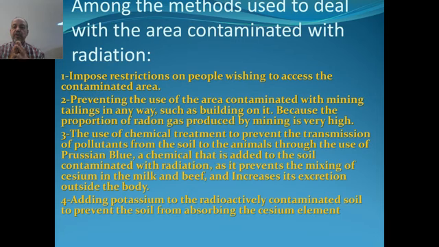Among the methods, what are the methods used to deal with an area contaminated with radiation? Number one, impose restrictions on people wishing to access the contaminated area. You must put in rules to restrict people from entering this area. Number two, preventing the use of the area contaminated with mining tailings in any way.